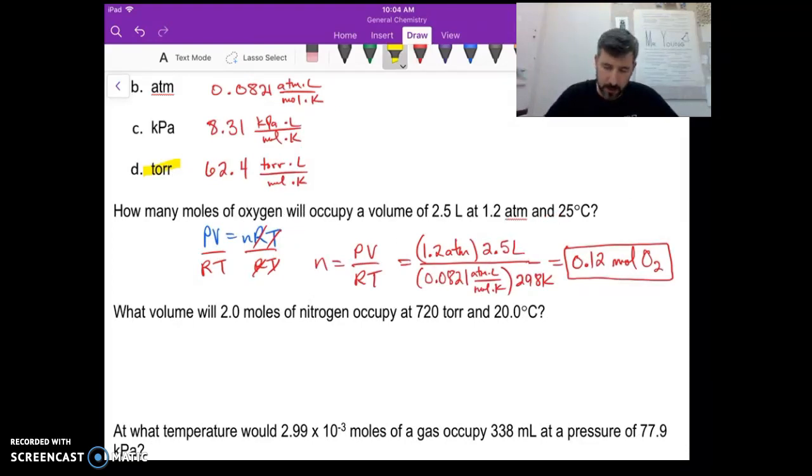The only sticking points might have been if you didn't use the right R value, because we are in atmospheres, which means we have to use the R value that has atmospheres in it, which is 0.0821. Also, if you didn't take your temperature, 25 degrees Celsius, and add 273 to that to get 298, that could have messed you up. And the other thing would be on your calculator, if you're going to try to enter this all at once, you do need to make sure that you have one big set of parentheses around that entire denominator. Otherwise, the calculator doesn't know how to do the order of operations correctly.